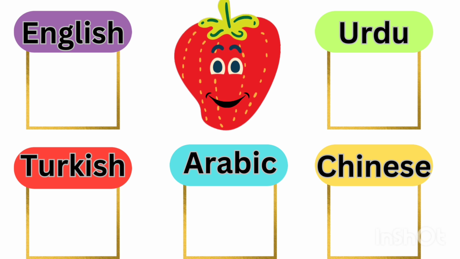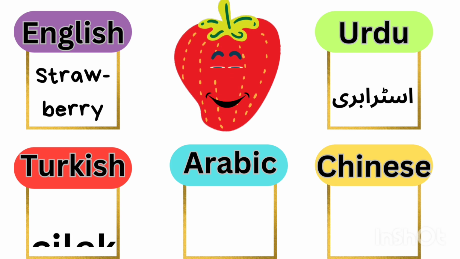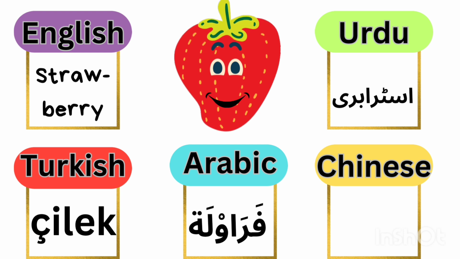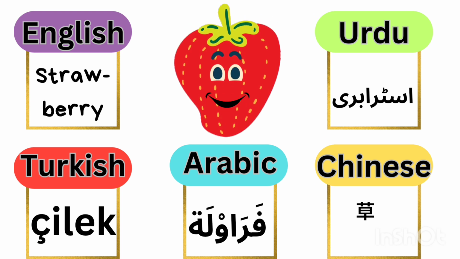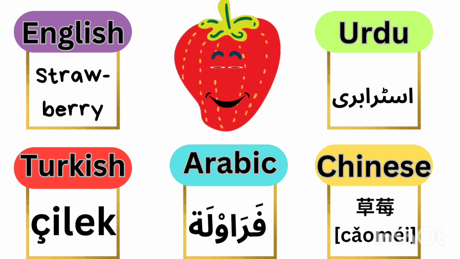This fruit is called in English strawberry. In Urdu, strawberry. In Turkish, çilek. In Arabic, faravilla. In Chinese, 草莓.